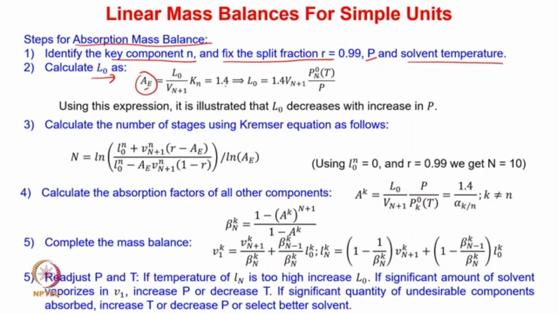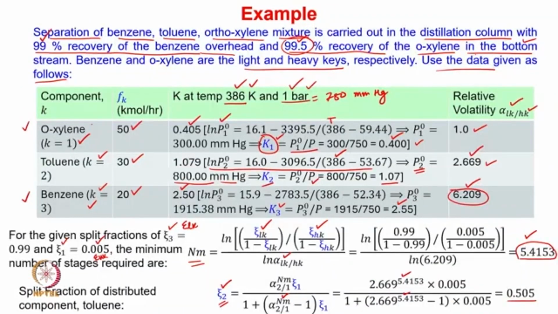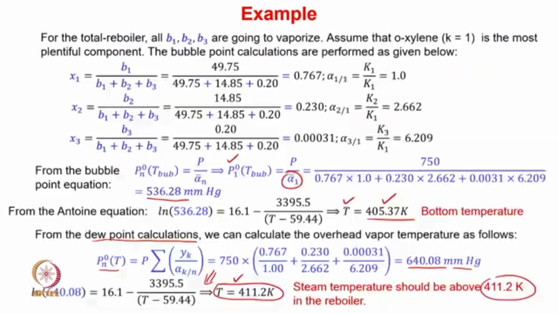Remember, what is the equilibrium constant? Equilibrium constant K is given by, in the last calculation we have seen, isn't it? So if we go back, in the table, you can see how we have calculated the equilibrium constant: vapor pressure divided by the total pressure. So the same expression is used here.